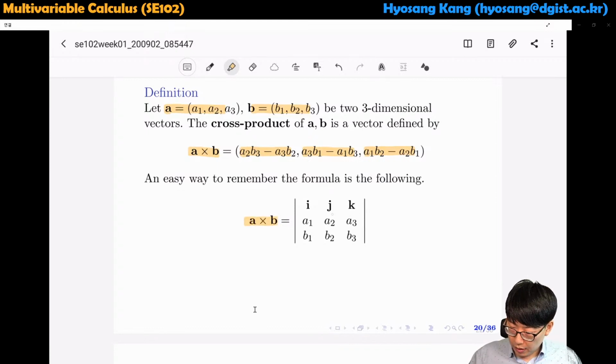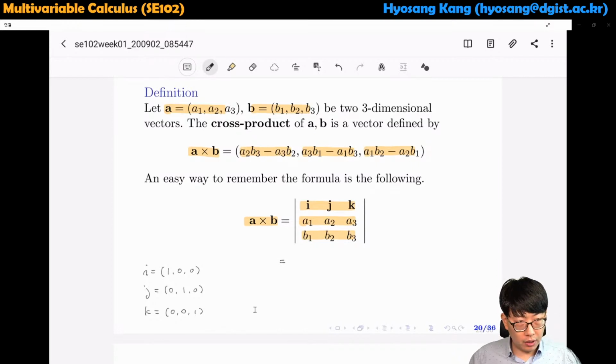A times B is given by the determinant of a 3 by 3 matrix, where the first row is given by the vectors i, j, k, where i is given by 1, 0, 0, and j is given by 0, 1, 0, and k is given by 0, 0, 1. And then the second and third rows are the entries of vector A and vector B. So here are A and B. Since I'm talking about the determinant of this matrix, let's compute it using the definition.